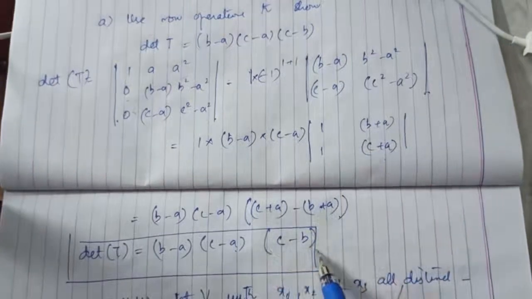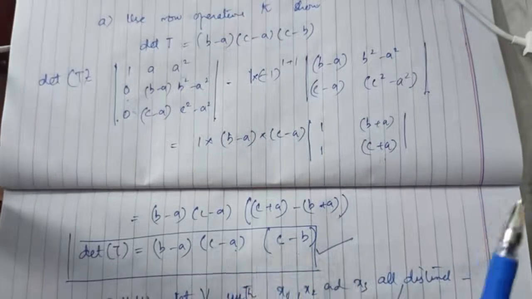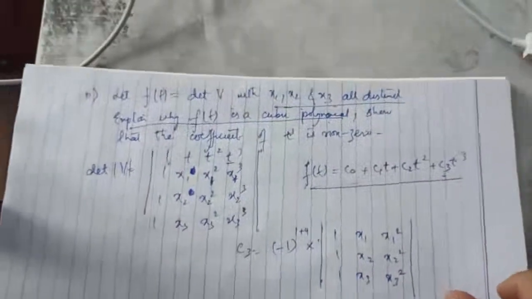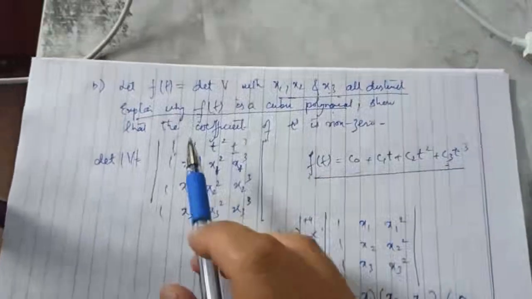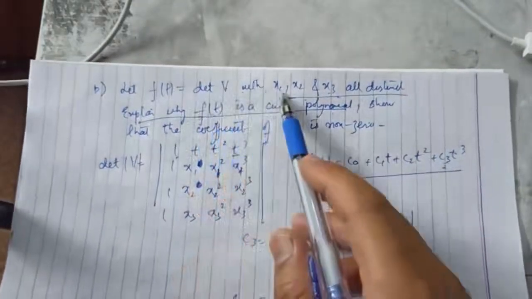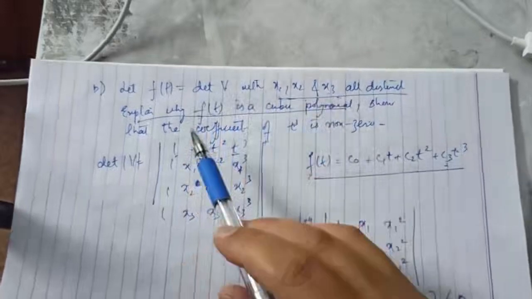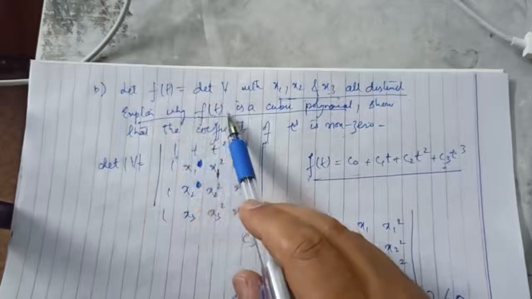So we can see here we have already proved that this is actually the determinant of T, right? Now in the second part of this question, what we want to do is to show that f of t, which is nothing but the determinant of V, with x1, x2 and x3 having distinct values, explain why f of t is a cubic polynomial.